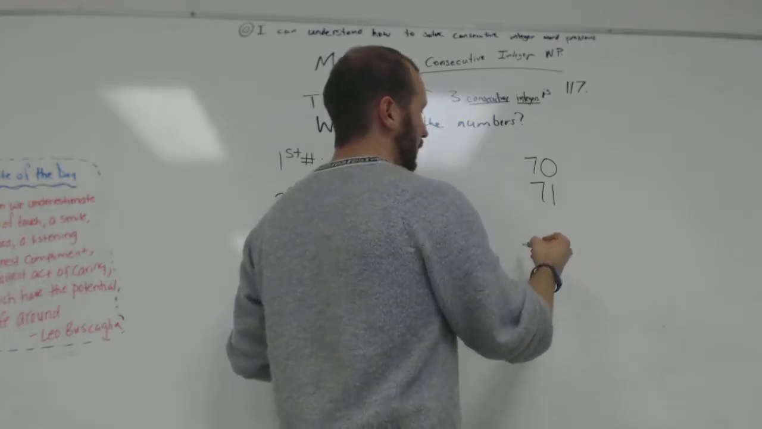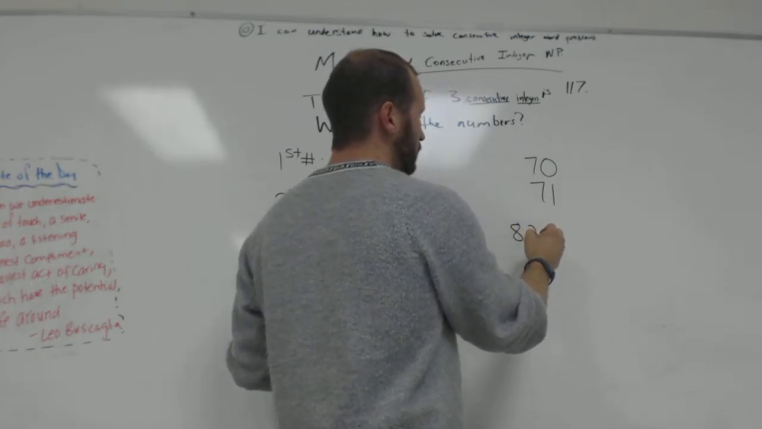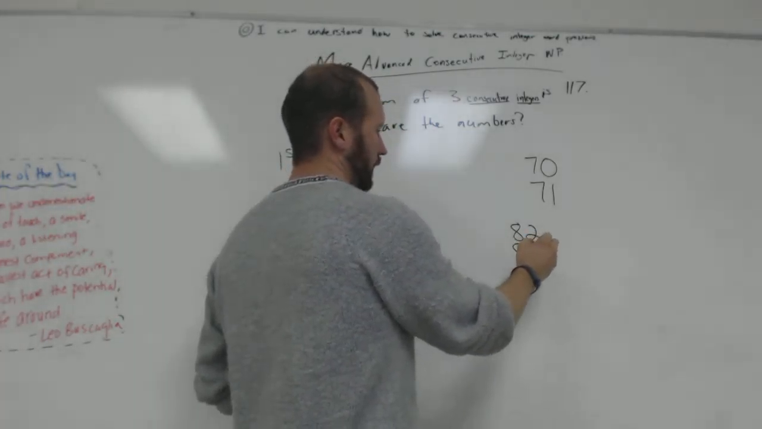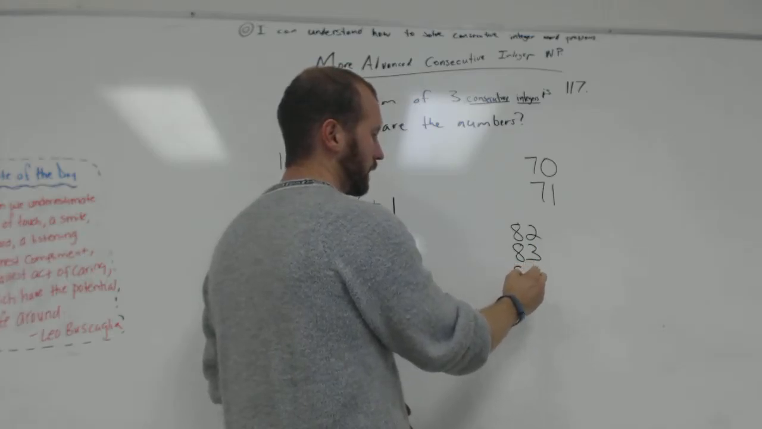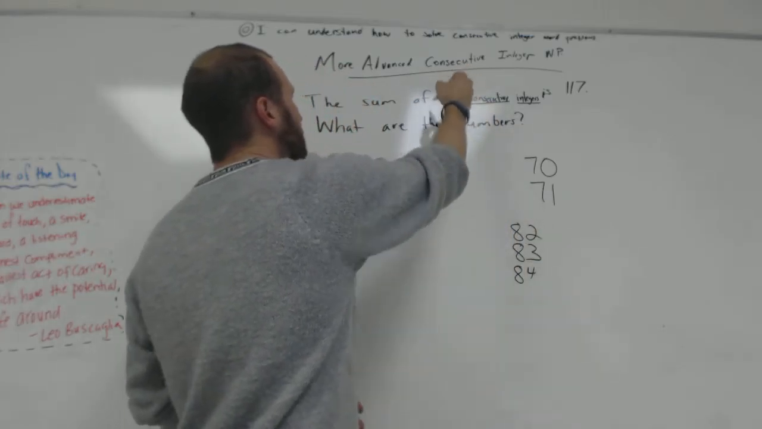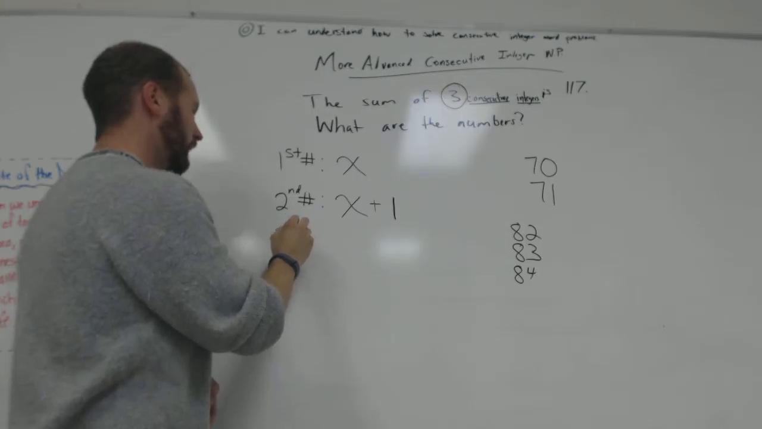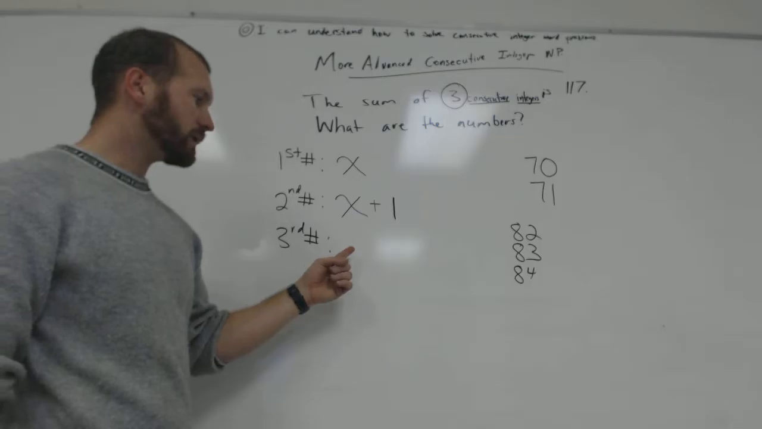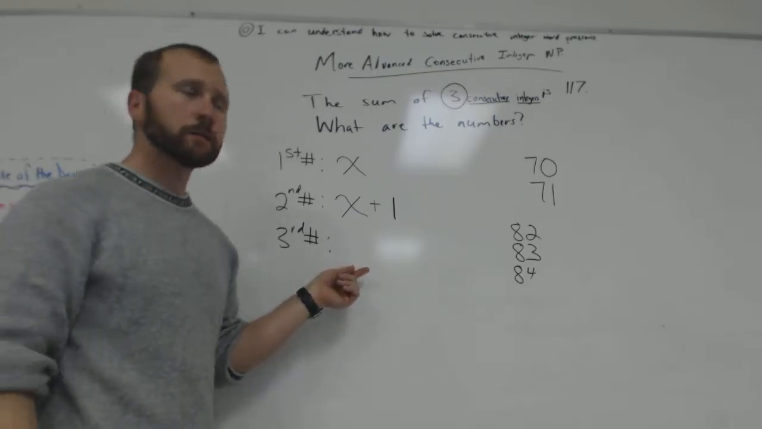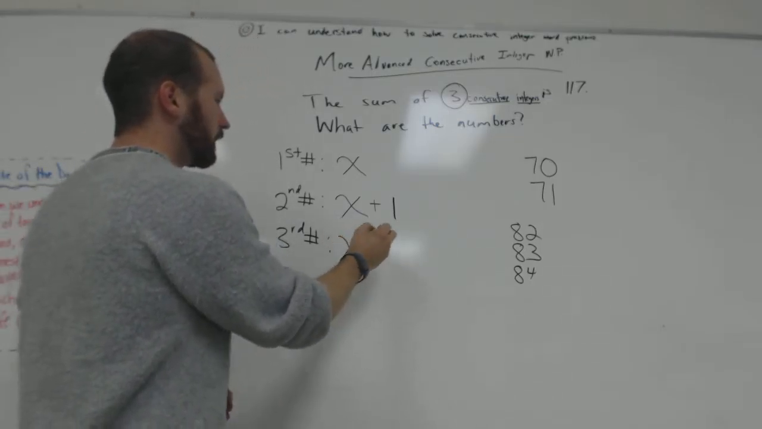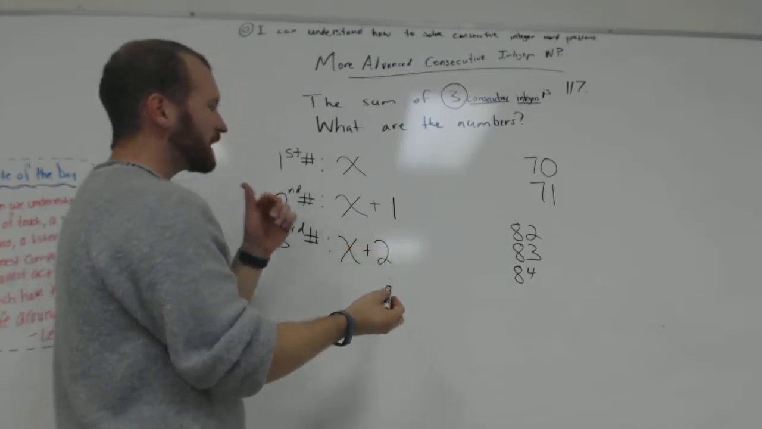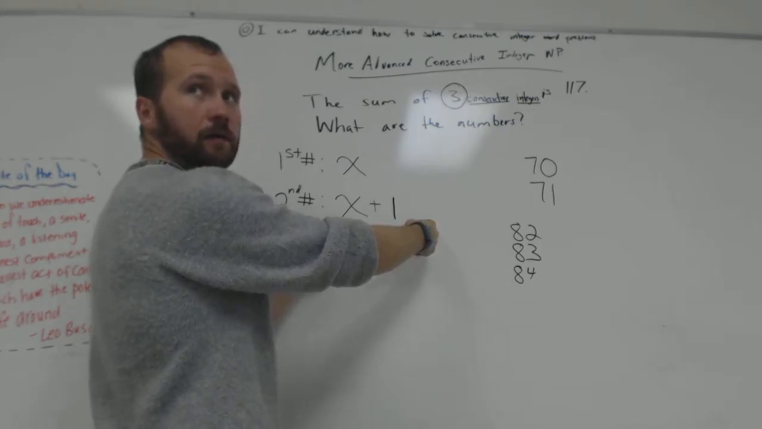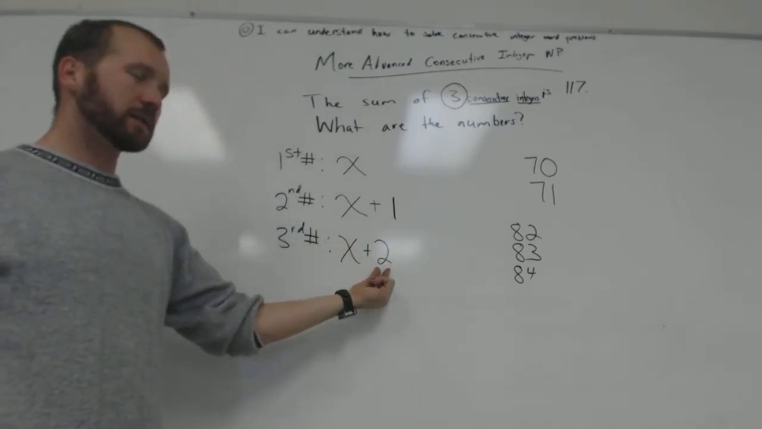If my first number was 82, what is my next consecutive integer after 82? 83. And what's the next one after that? 84. So, since I have three consecutive integers, I need to write three numbers. The first is x, the second is x plus 1. What's the third one? X plus 2. In other words, it's x plus 1 plus 1 more, which is x plus 2.